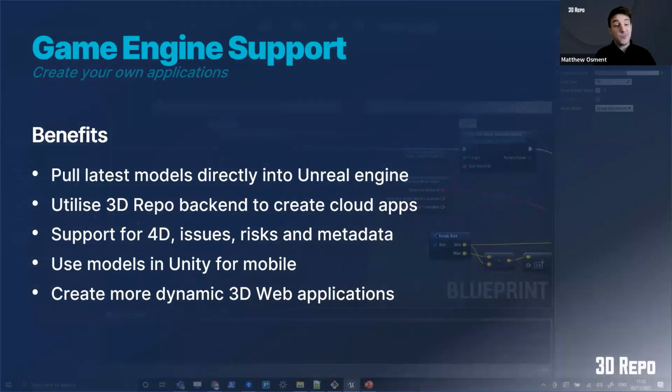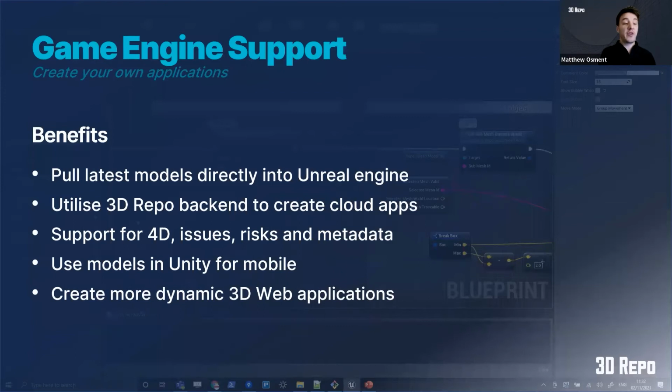On to game engine support. So as you can see, we're really expanding 3D Repo, and this is all very much the 3D Repo as a platform. Get your models into 3D Repo, and once they're in there, you can really do whatever you want with them. You can pull them into Power BI, use our integrations, or in this case, pull them into Unreal or Unity. So we allow you to pull models directly into the latest Unreal Engine.